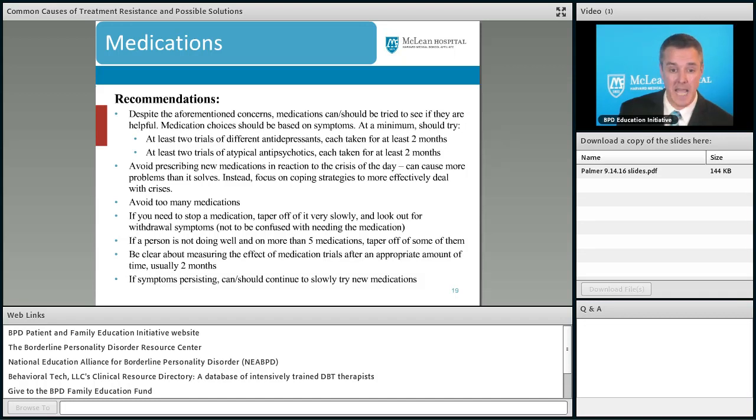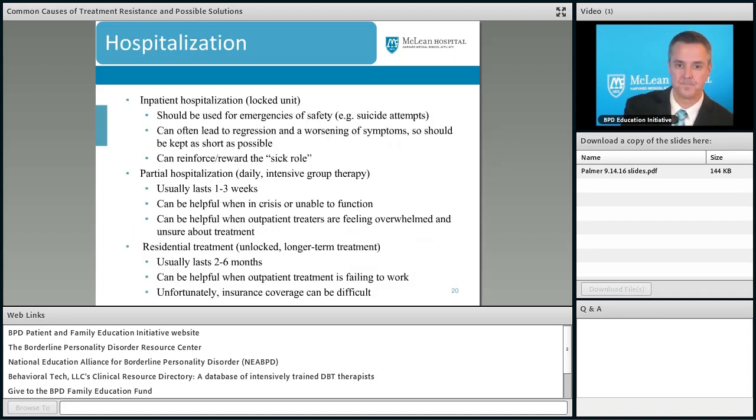Avoid prescribing new medications in reaction to the crisis of the day. I hope I've made that point. Avoid too many medications. If you need to stop something, you've got to taper off of it very slowly. Because when people come off too fast, they will get depressed and or suicidal easily. And it's really because you're coming off the medication. It's not because you need the medication. It just means that you need to taper off. Your brain needs more time to get used to not being on it. And if symptoms are persisting over years, you can and should slowly try new medications.